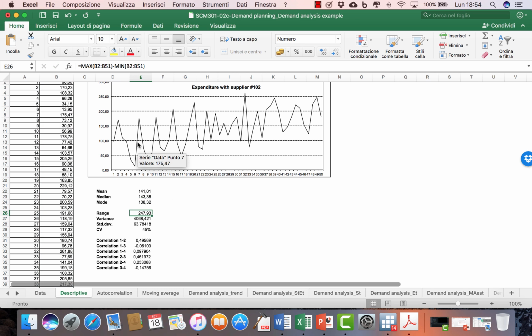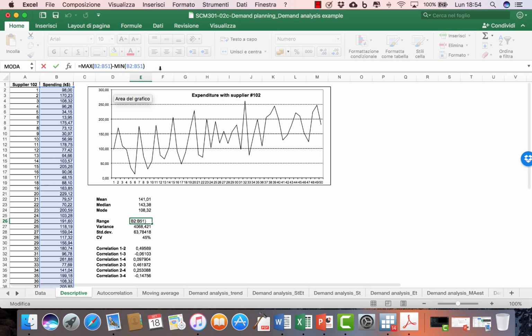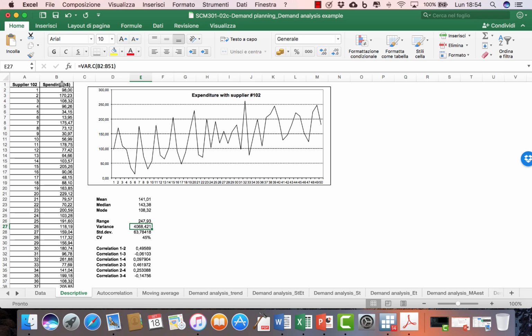If you want to calculate the range, the range is simply the difference between the maximum value of this interval minus the minimum value of this interval, and so on. Variance, again, you select here and you calculate the simple variance of this interval, as well as the standard deviation of this interval. So it's very simple. Then the coefficient of variation is simply the ratio between the standard deviation and the mean.